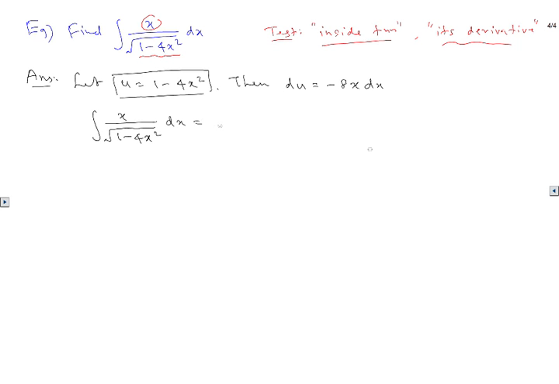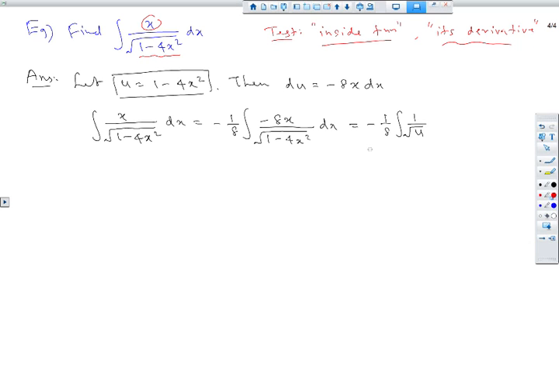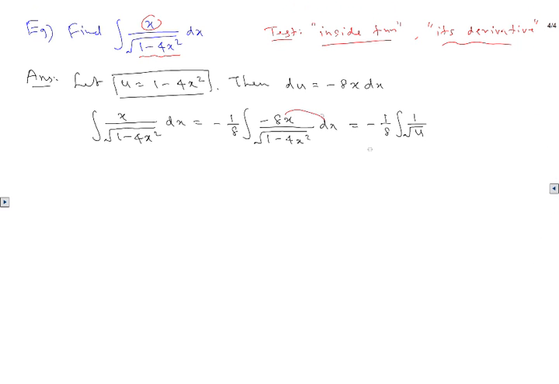The negative 8, you can manipulate that, so you're going to have 1 over 8. And then we have negative 8x times the square root of 1 minus 4x squared dx. Now this is very easy, negative 1 over 8. 1 minus 4x squared is u, so this is 1 over the square root of u, and negative 8x dx is simply, what is this whole thing? That is simply du.